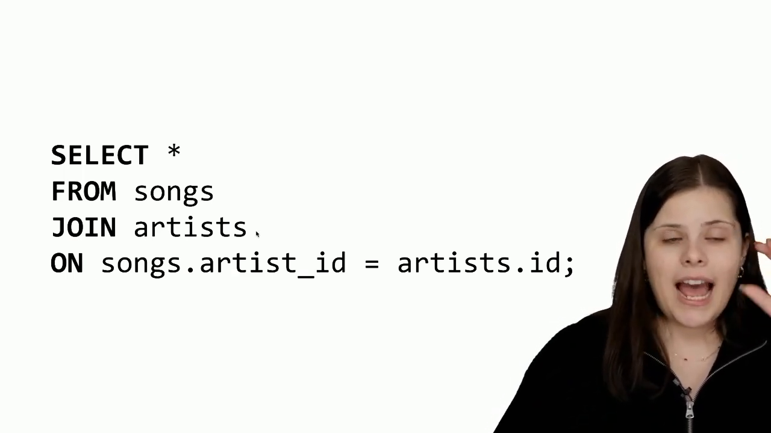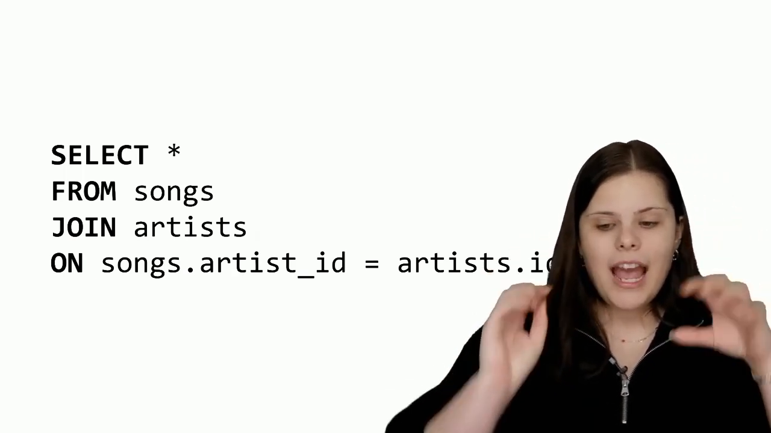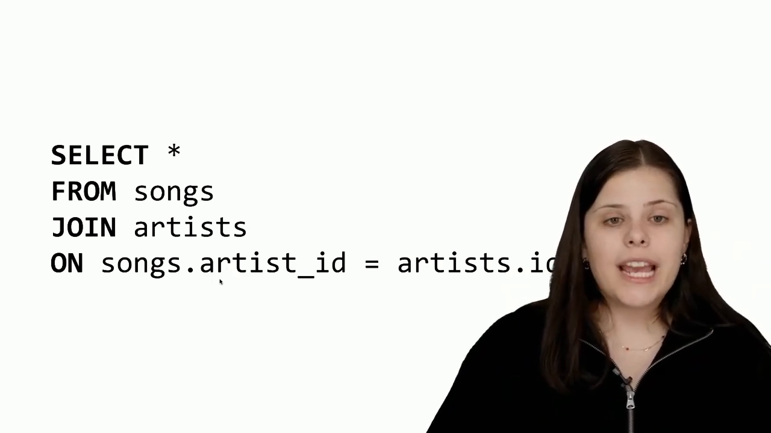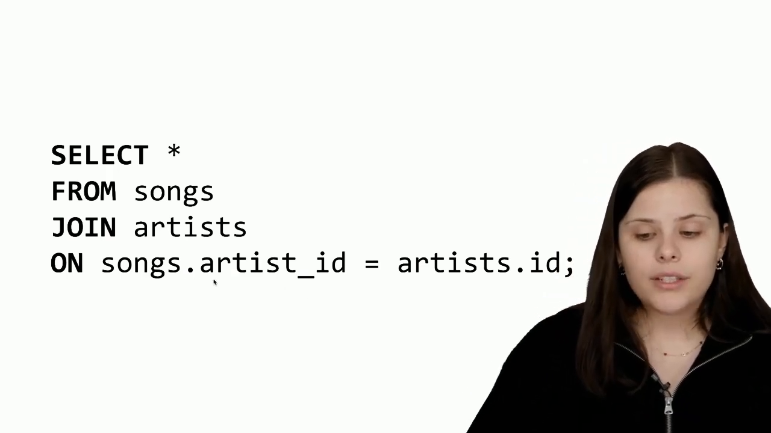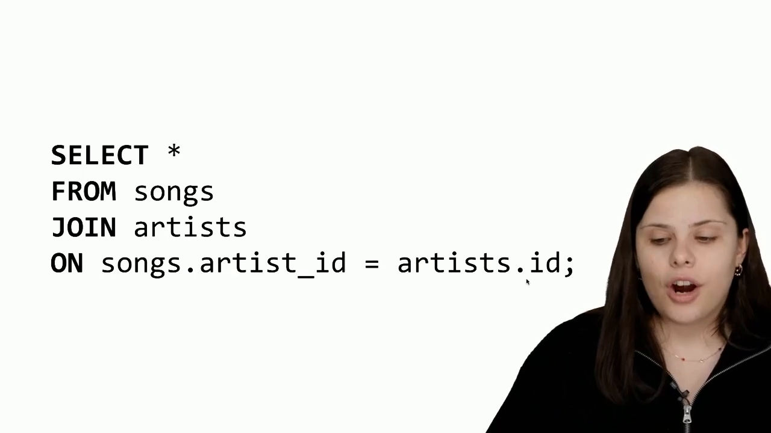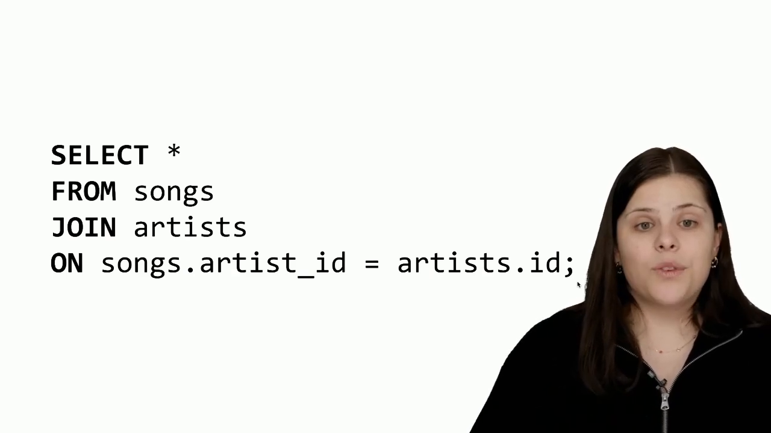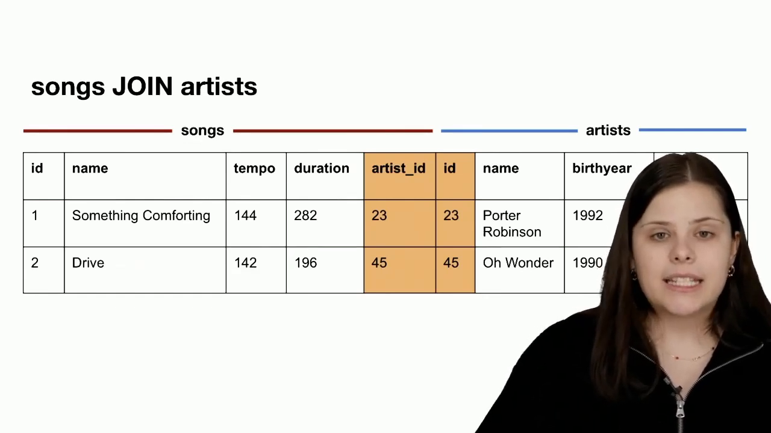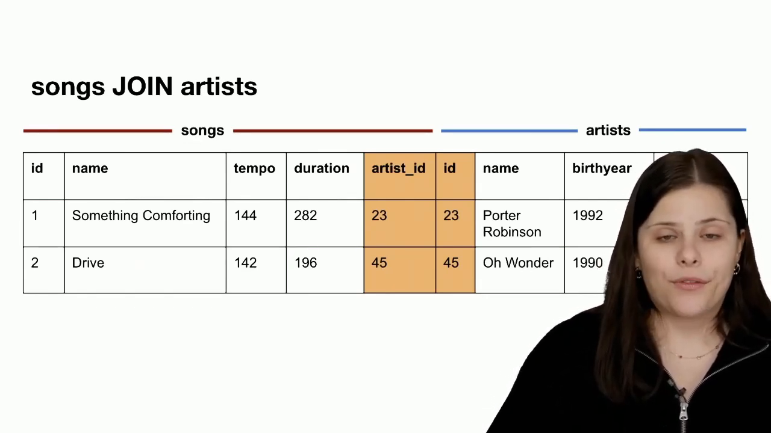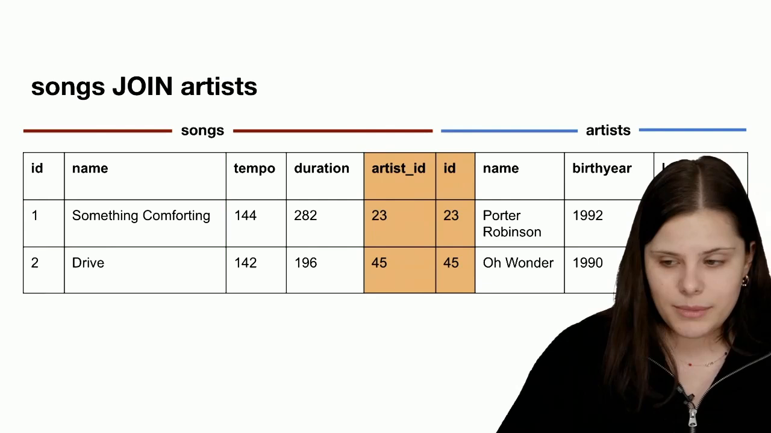So now it has these two tables side by side in memory. Then I'm telling it to join on these two columns, songs.artistid and artist.id, because I know as a programmer that this is where my two tables connect. Ultimately, this is what the output will be: two tables connected together based on those columns.